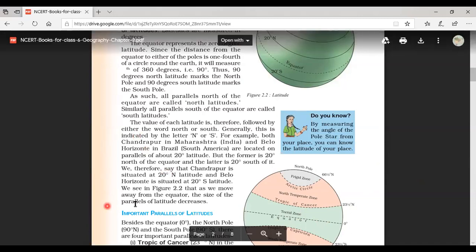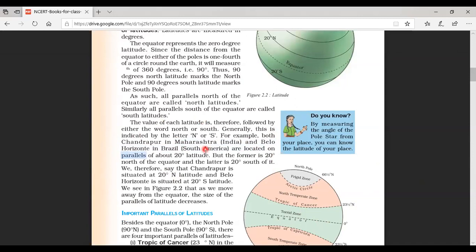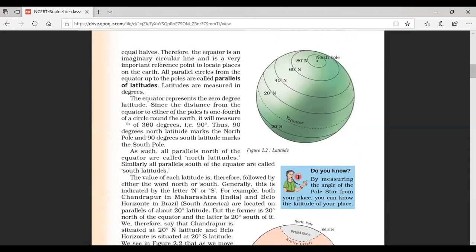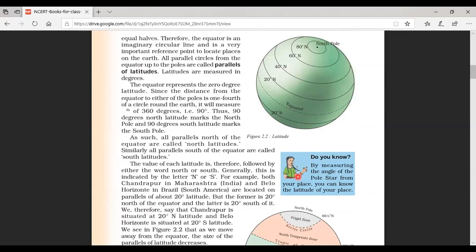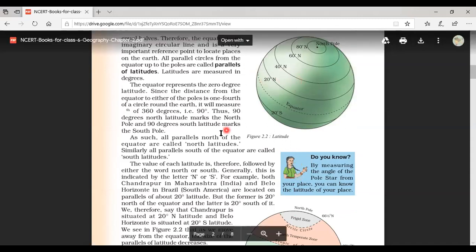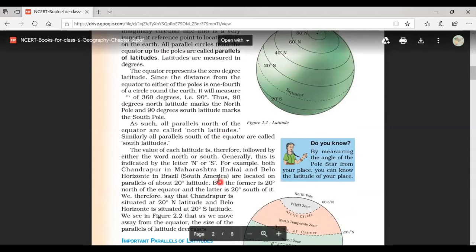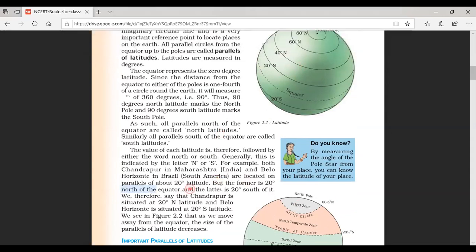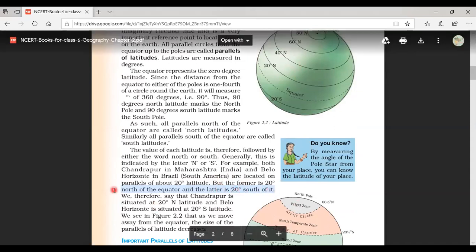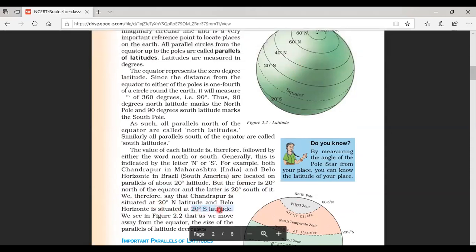Now, for example, both Chandrapur in Maharashtra and Belo Horizonte in Brazil, in South America, are located near the parallel of about 20 degree latitude. Both of them are located at 20 degree latitude, but the former is 20 degrees north of the equator and the latter is 20 degrees south of it. Therefore, we say Chandrapur is situated at 20 degree north and Belo Horizonte at 20 degree south latitude.